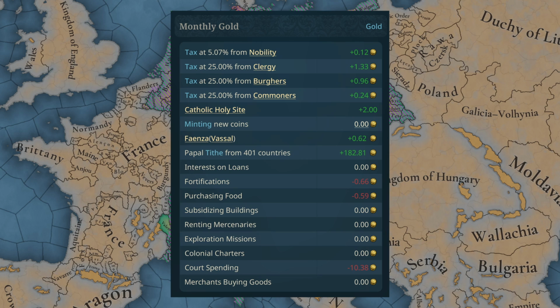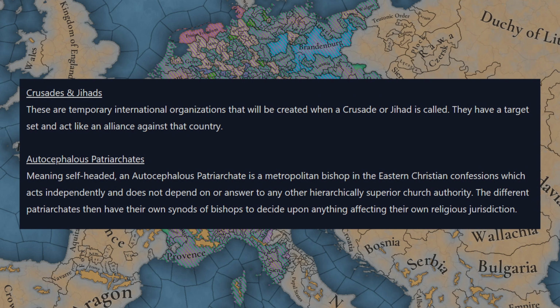People attacking you, especially if you play as Portugal and Spain. I wonder if they'll have the division of the New World and things like that. The next two are more temporary international organizations, that is Crusades and Jihads. Once they are called, you have a target set and everyone in there acts like an alliance against that country.